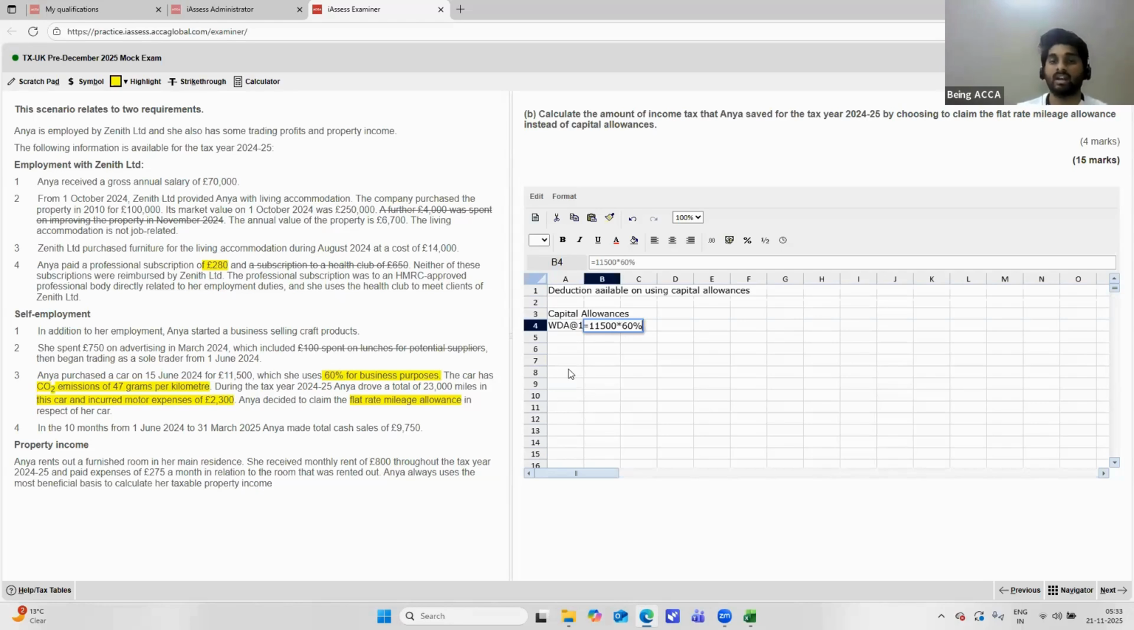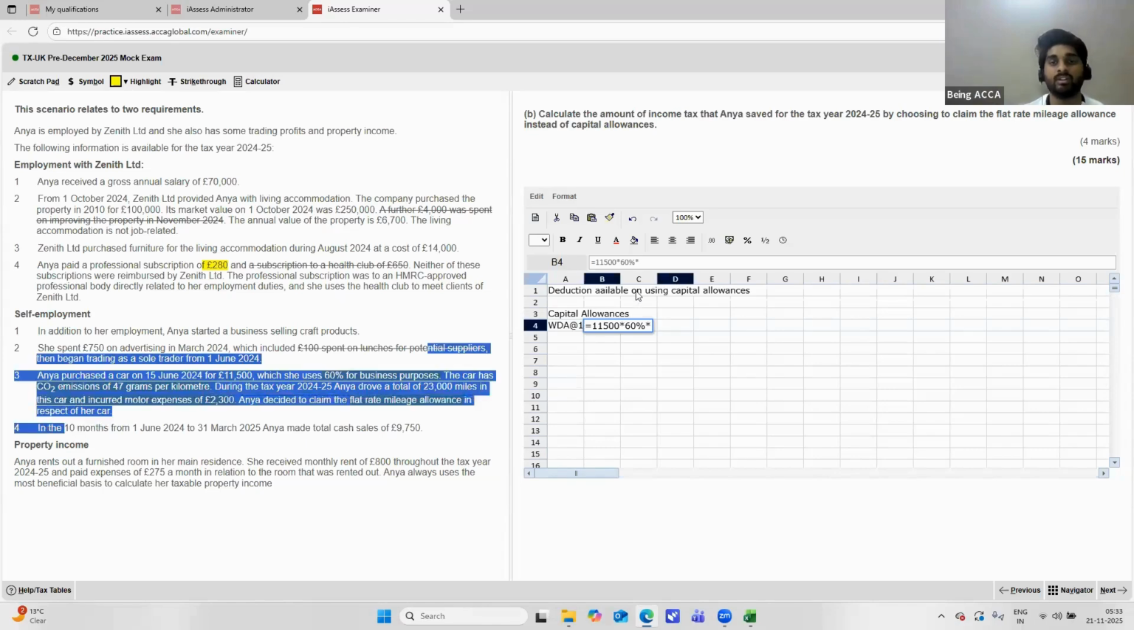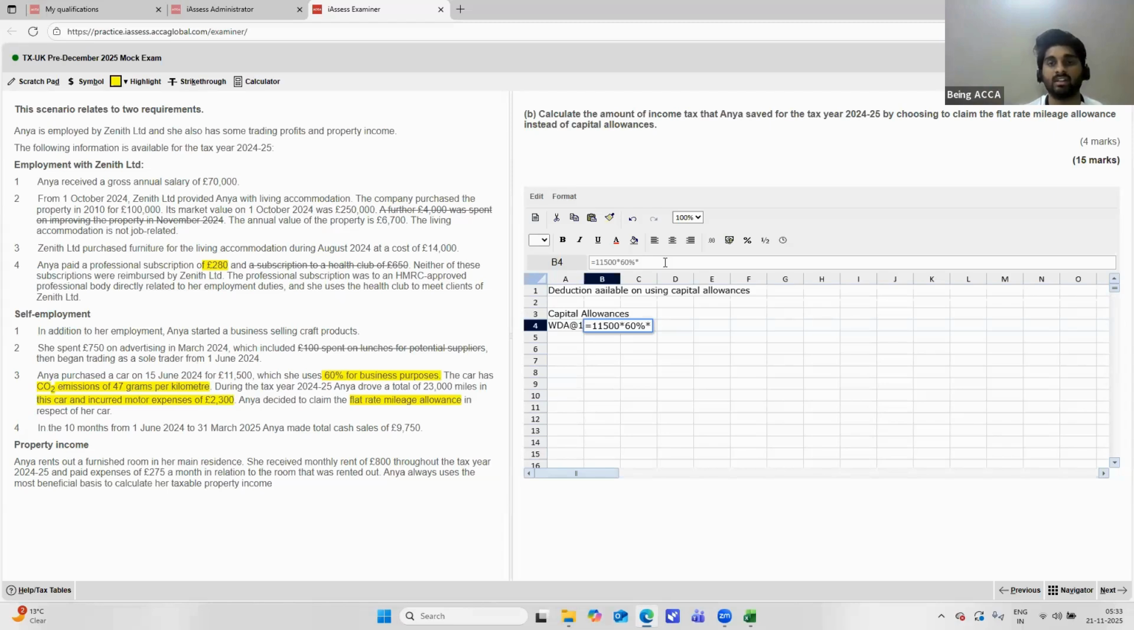60%. Now, the other thing that you should consider is Anya is starting to trade from 1st June 2024. That means it is only running from 1st June 2024 to 5th April 2025 and not for the entire year. That means capital allowances will also be prorated to the period that they are being provided for, which is 10 months, as you can see from here. So from this we can identify that it is 10 months.